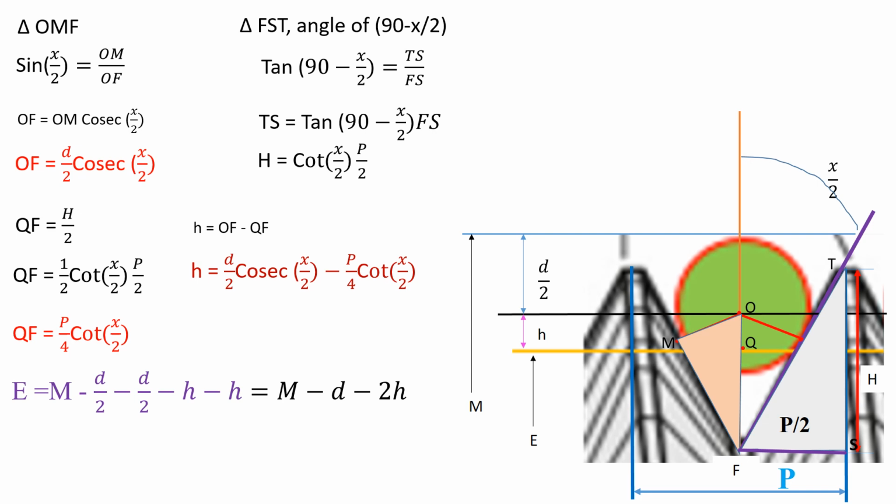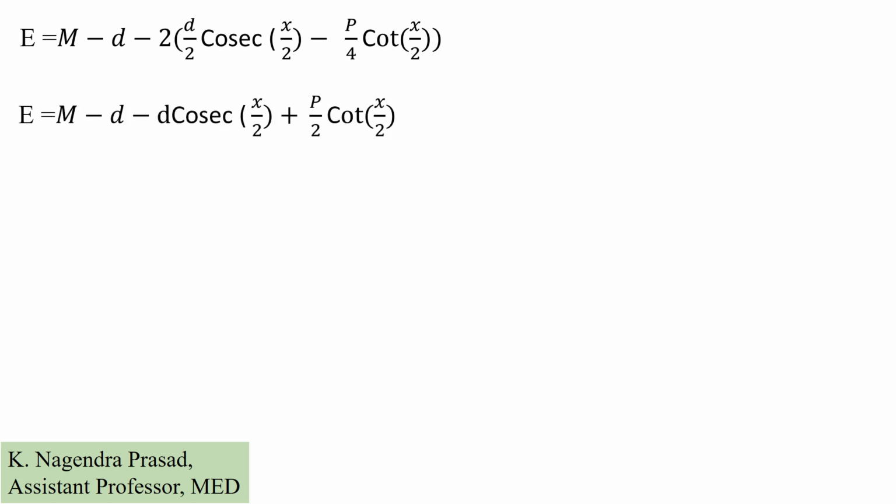Then we know the effective diameter, that is E equals M minus D minus 2H. Then we insert the H value in the effective diameter equation. Then we will get the effective diameter, capital E equals M minus D minus 2 into the H value. The H value we previously determined, that is d by 2 into cosecant of x by 2 minus P by 4 into cot of x by 2. So the E value will become M minus D minus of 2 into d by 2 cosecant of x by 2 minus P by 4 into cot of x by 2.